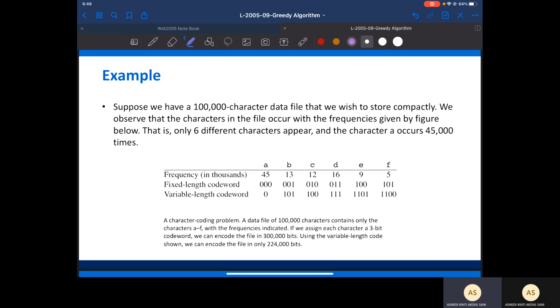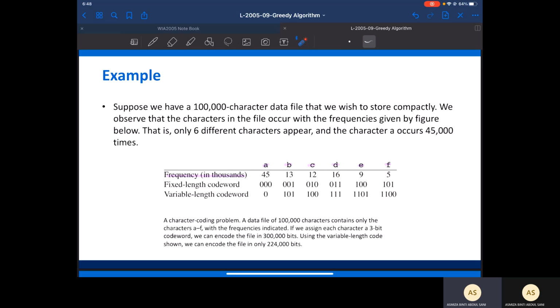And let's say, for example, these are the characters, and these are the frequency. Okay, so basically A contains 45,000, then 13,000, 12,000, 16,000, 19,000, 5,000, respectively.